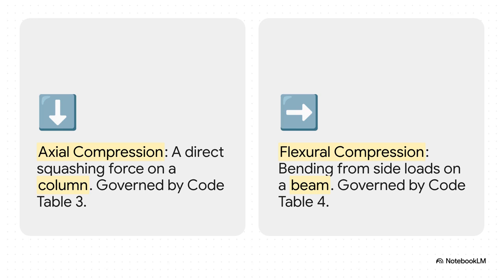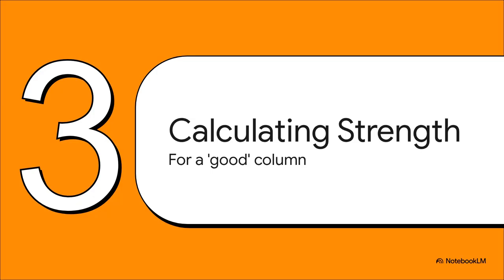But beams get compressed in a totally different way. It's called flexural compression, and it happens when they bend. That's a different beast altogether, governed by a different table, Table 4. So for our column design, we're living in the world of Table 3. Okay, so let's say our section passed with flying colors. It's not slender, it's a good column.